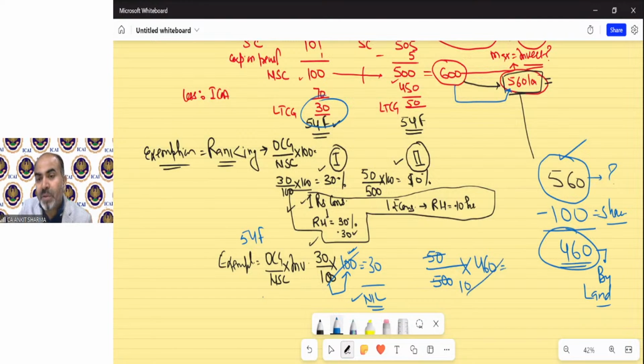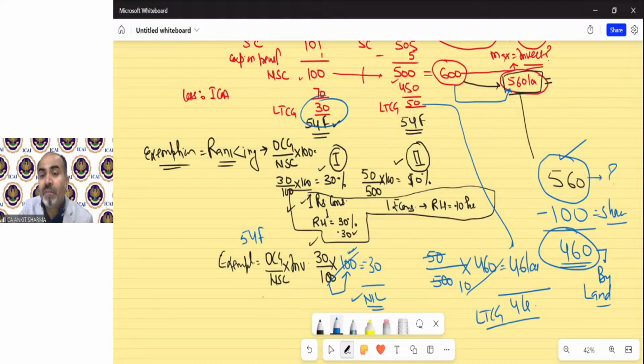Now exemption will be only 46 lakh. So gain was 50. Exemption is 46, so 4 lakh will be the answer. That will be your long-term capital gain. So always remember, when you use the last ranked asset, this difference will be there.